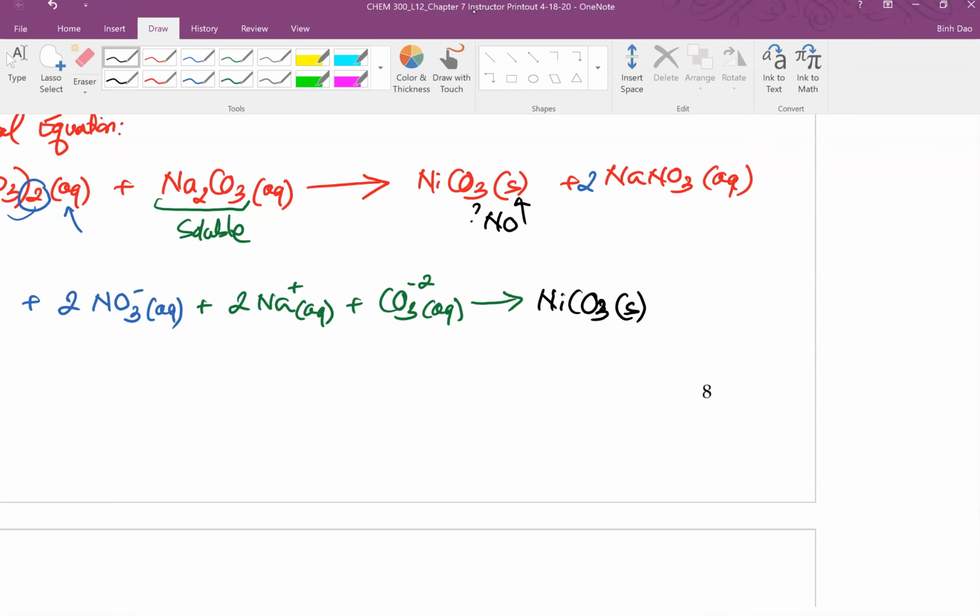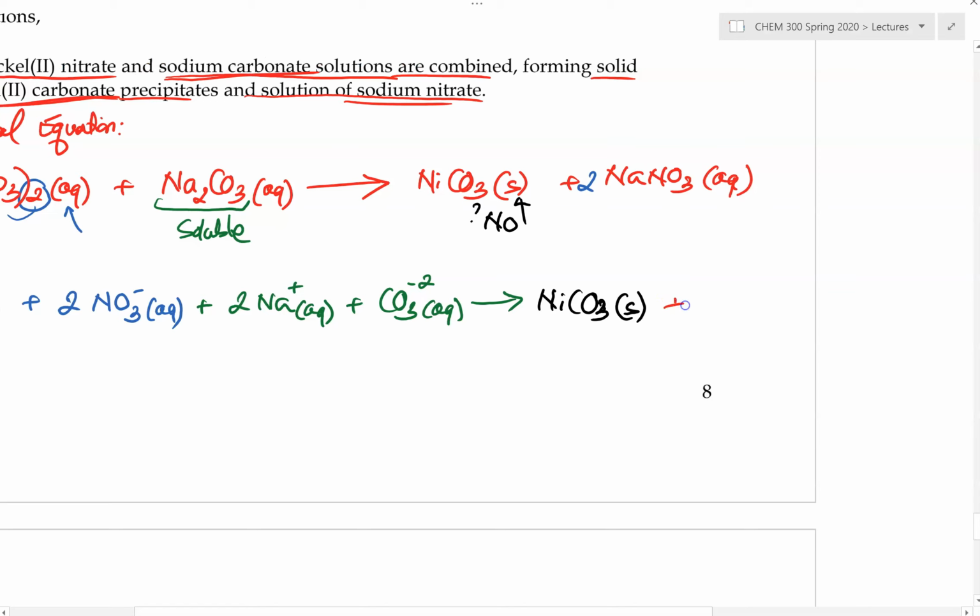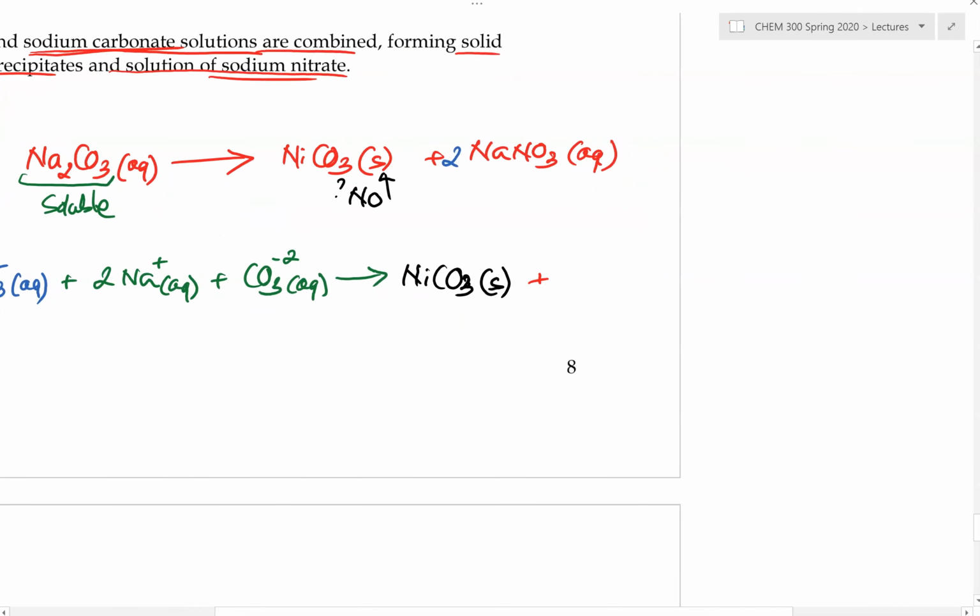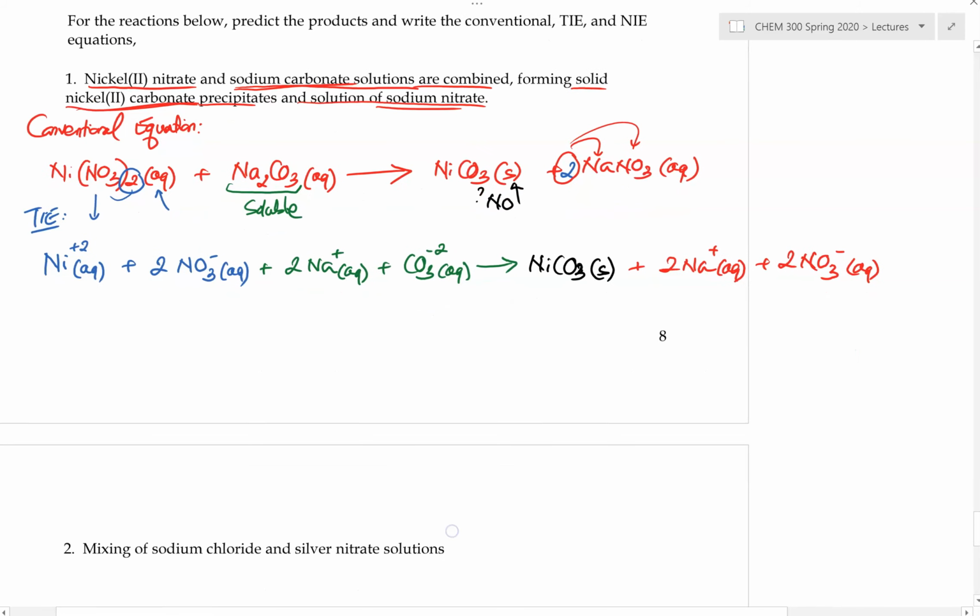And as for the last substance, we now have sodium nitrate. Should we break up sodium nitrate into ions? And the answer is yes, because this is soluble in water. And now, make sure we distribute this 2 right here to each of these ions. So what this means is that we have 2 of the sodium and 2 of the nitrate. So 2 Na, and each of the sodium is +1, and now it is an aqueous, and 2 of the nitrate. Each is -1, and it is an aqueous. So there we have it. This equation right here is then our TIE. And now let's write the NIE.